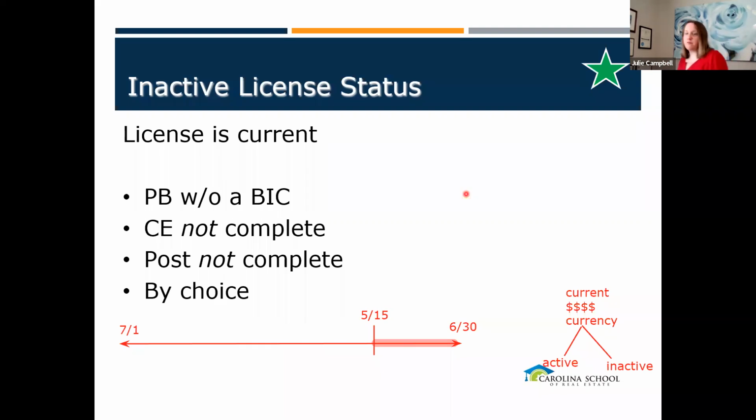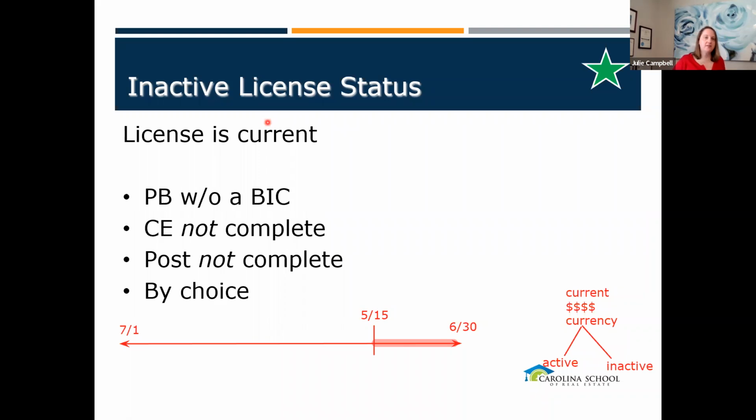You can also be inactive by choice. Maybe you think you need a break from real estate for whatever reason. You're going to start a family. You need to care for elderly parents. You have a new job opportunity. You're going to travel to Europe, whatever. You decide you're done with real estate and you may want to go on an inactive license. You can ride for the rest of your life on an inactive license. All you have to do is send in that $45 every year. All you have to do is keep the license current.